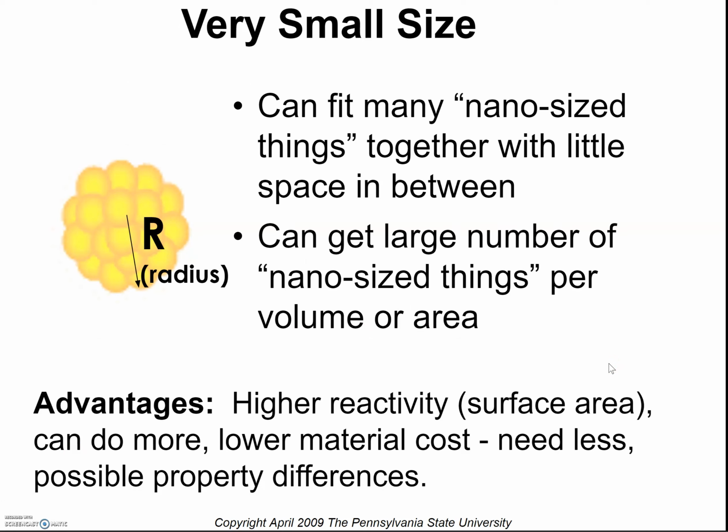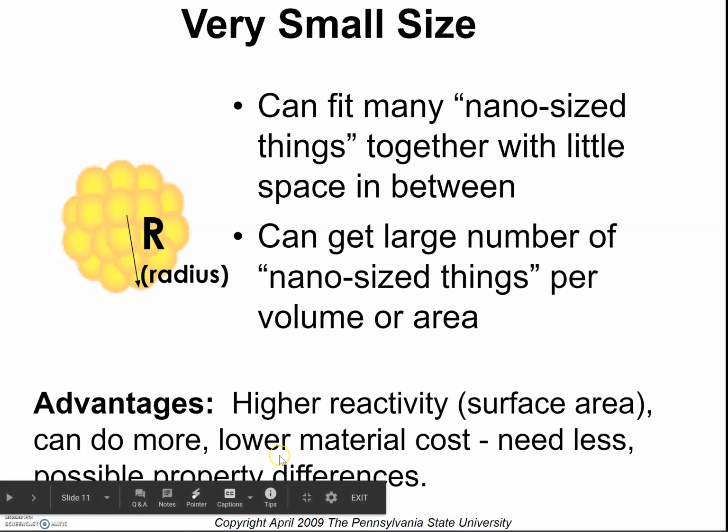The very small size of nanoparticles means you can fit many nano-sized particles together with little space in between. So you really cut down the space between the atoms or the molecules. You can get a large number of nano-sized things per volume or area. So some of the advantages are a higher reactivity, because of the surface area. For example, if you have a catalytic converter, you can use a lot less platinum if you have nanoparticles on there than if you just coated it with platinum, because of the surface area. You can do more, lower material costs because you need less material, and possible property differences just due to the nano size.